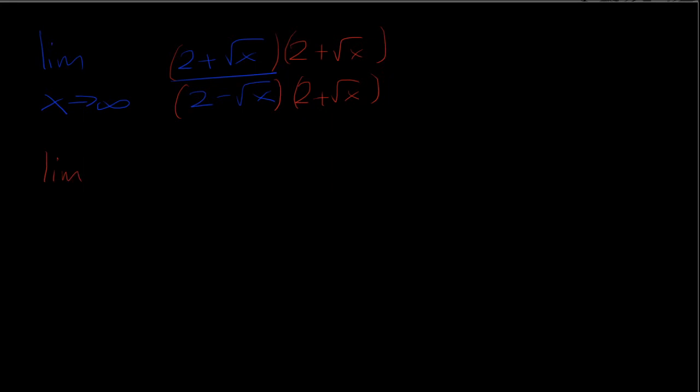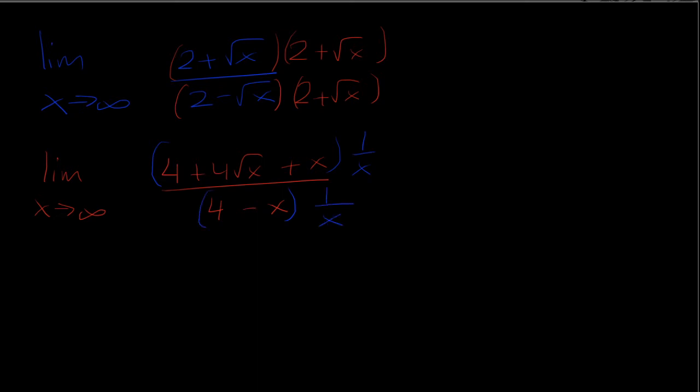So we'll have the limit as x approaches infinity. We'll FOIL out the top. We'll get 4 plus 4 root x plus x over 4 minus x. And here we'll get infinity over negative infinity. So we would have to divide by x. So we'll have to multiply by 1 over x, because x on the bottom here is the highest degree.